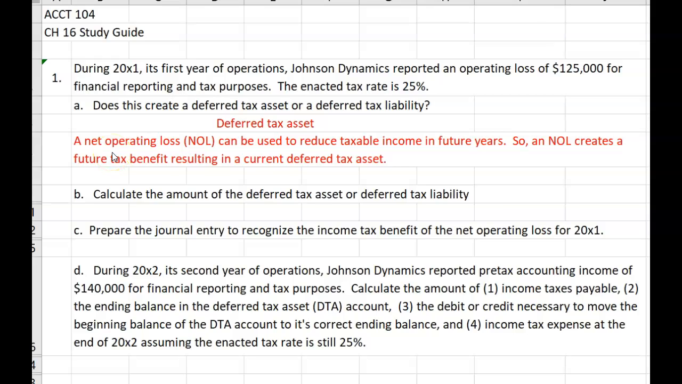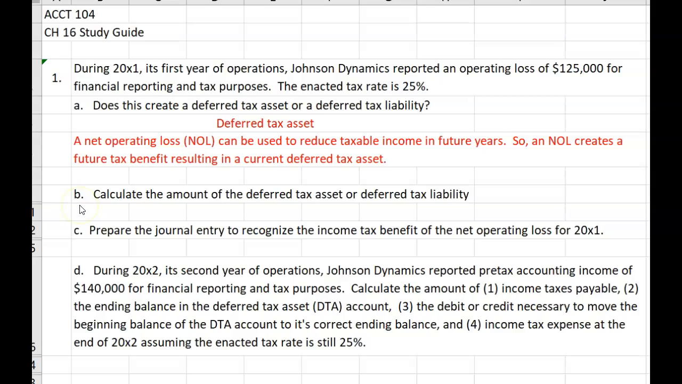A net operating loss, also known as an NOL, can be used to reduce taxable income in future years. So an NOL creates a future tax benefit and results in a current deferred tax asset. So the answer to number A is deferred tax asset.